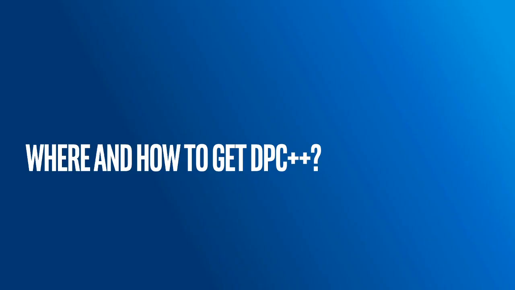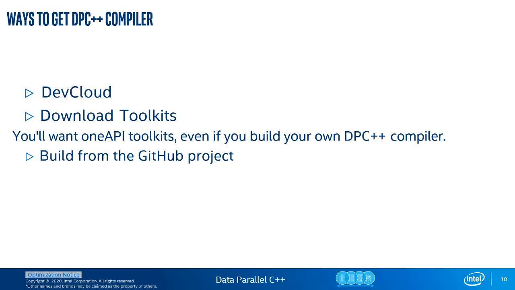Now, let's talk about where and how to get the DPC++ compiler. There are several ways to get it. The easiest one is to use a pre-built compiler shipped through one of the OneAPI toolkits. An alternative is to use a dev cloud with already installed tools on a variety of supported hardware. There is also an option to build the compiler from sources from a GitHub project, but you will anyway want the OneAPI toolkit because there is a set of useful tools there.